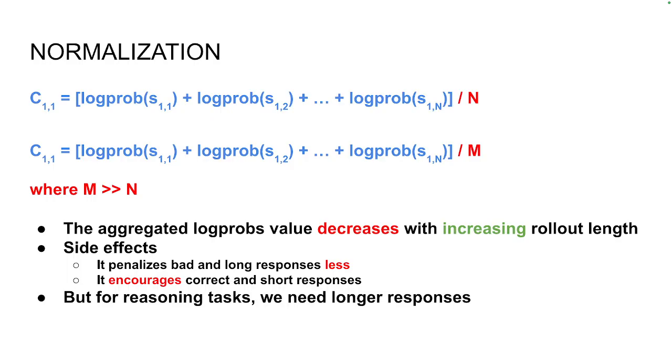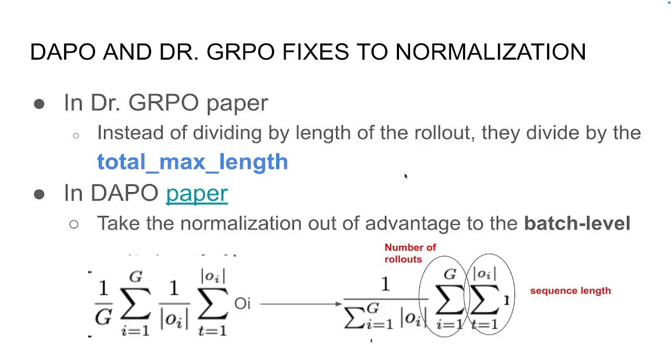But as I said, we should incentivize the model to increase the rollout length. So this normalization is not good, and as we need longer responses, we need to fix normalizing by the length of the completion here. So in the Dr. GRPO paper, instead of dividing by the length of the rollout, they have a total max length that they provide, for which they are going to calculate the gradients, and they divide by that total max length.